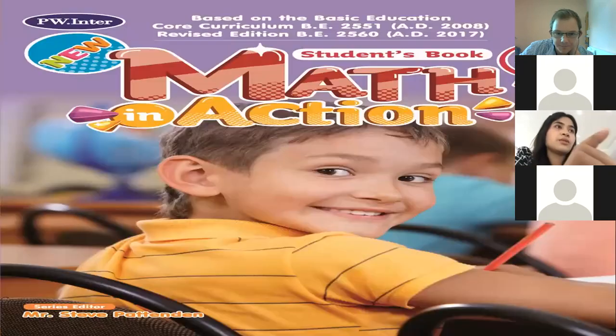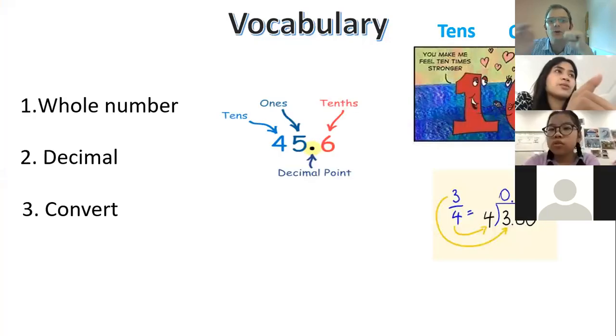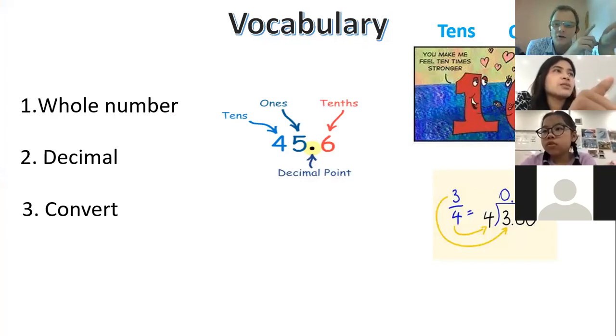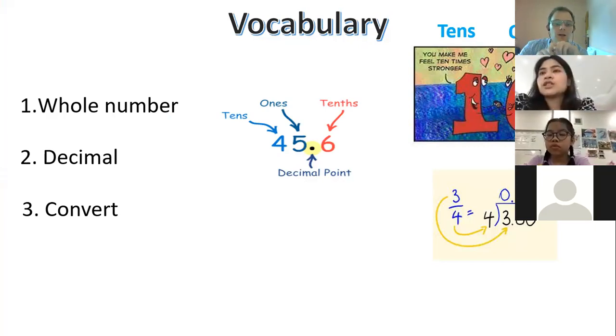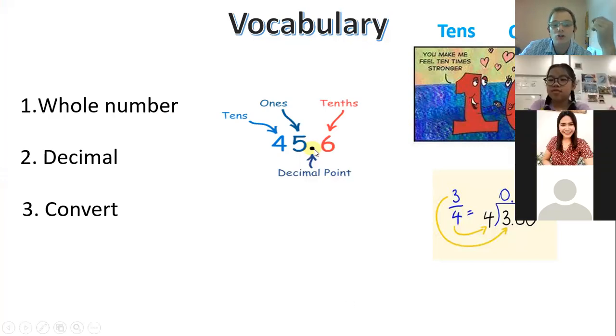Just basically, again, we have our vocabulary. Our whole numbers are to the left of the decimal, and our decimal numbers are to the right. Because there is a decimal point, all the numbers to the right of the decimal point are not whole numbers. They are decimals. And convert is just changing a decimal to a fraction and a fraction to a decimal.